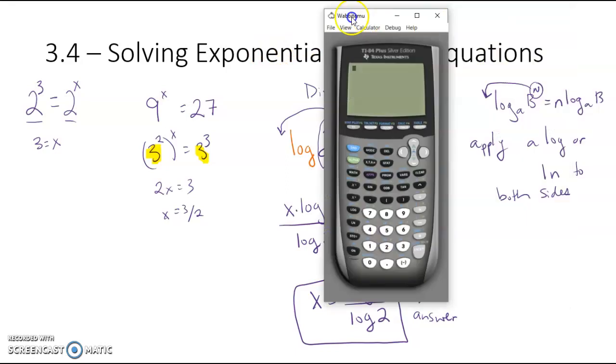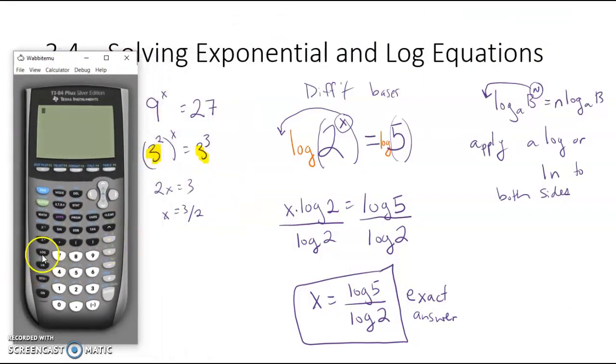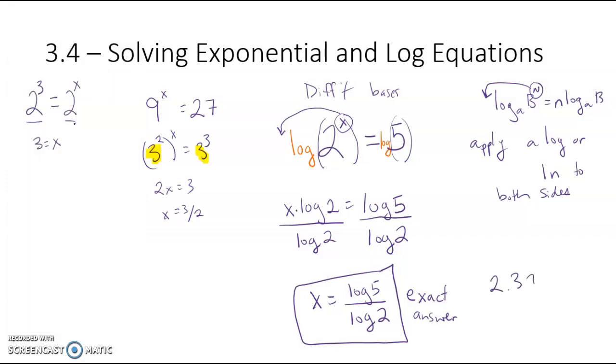So let me pop up a calculator. I'm going to say log of 5 divided by log of 2. And we're going to get this long decimal, and we really only care about the first couple of numbers. Three decimals are pretty good. So we can say 2.32, and then we can round it to 2.322, which would be a perfectly acceptable answer. And so this is what's known as an approximate answer. We should be able to do both.